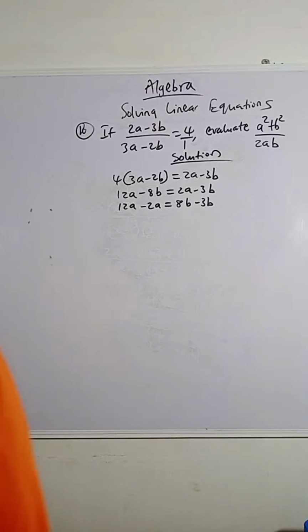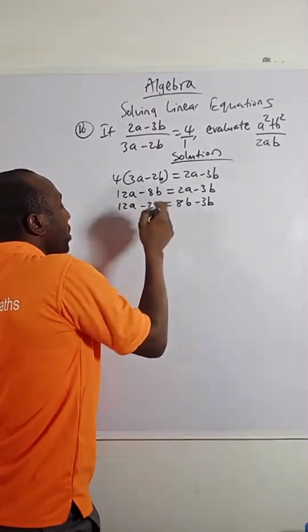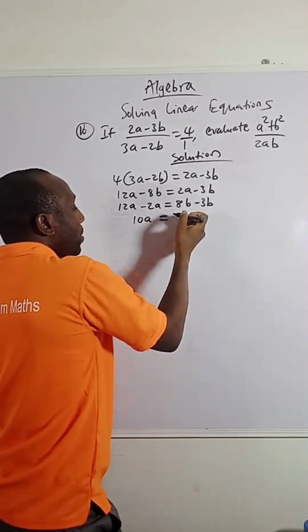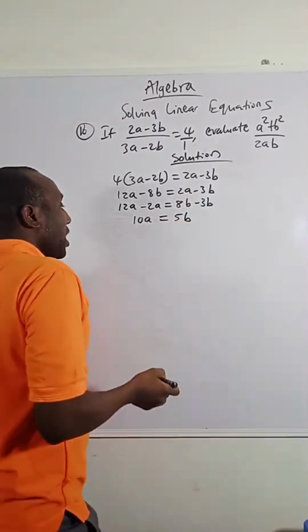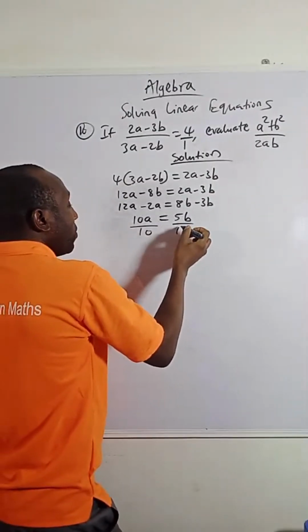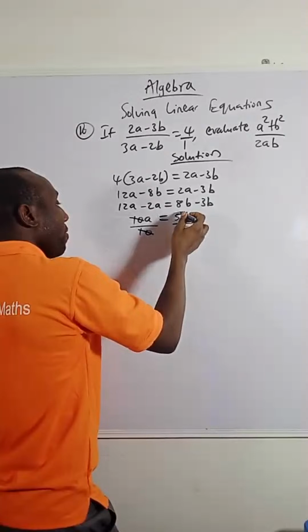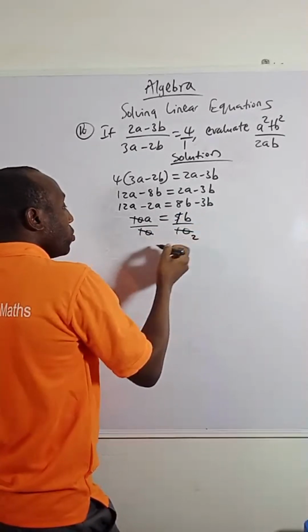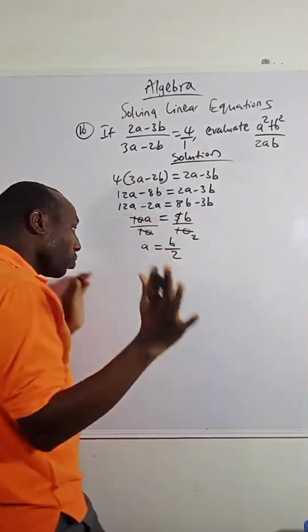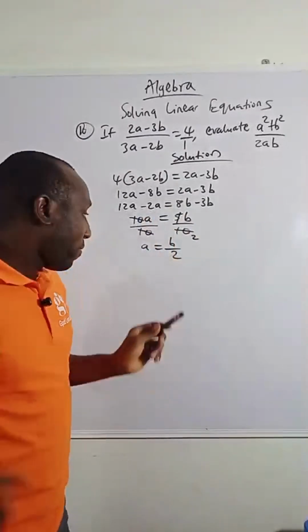Let's keep going now. 12a minus 2a is 10a. And this is equal to, what is 8b minus 3b? That's 5b. So we divide both sides by what? By 10. We're trying to get an expression for a. So 10 cancels 10. 5 into 10 is 2. So you have a is equal to what? b over 2. Good.